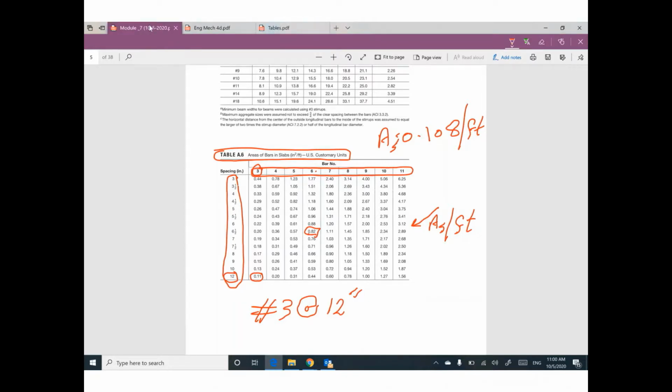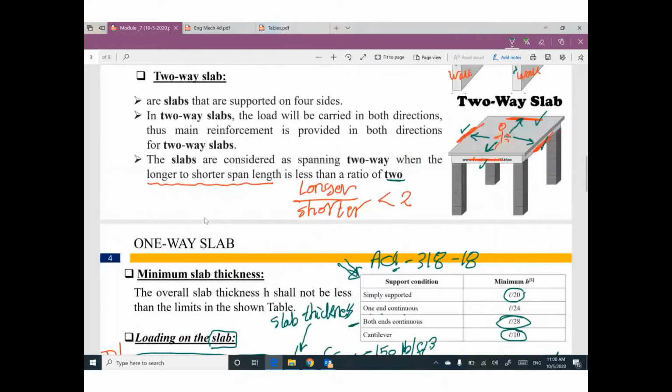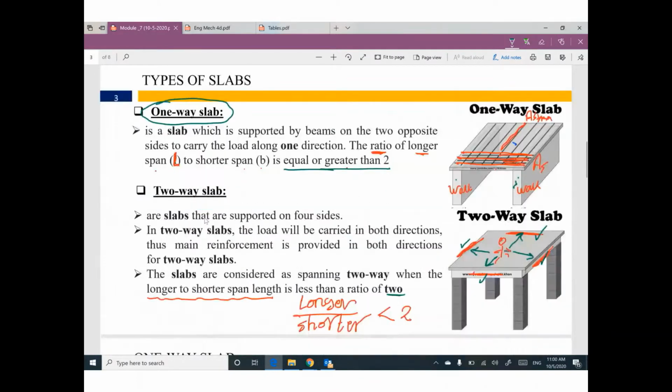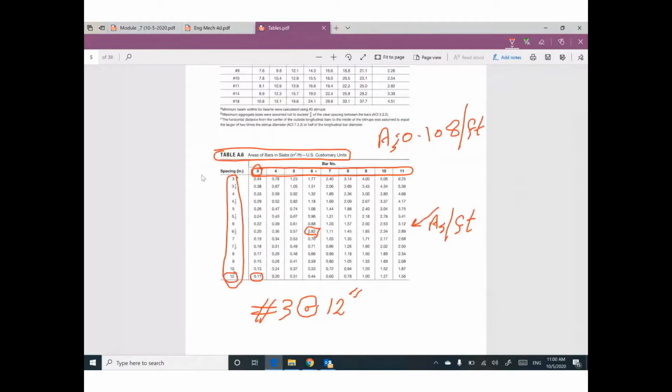Guys, the final answer to design a slab, I need to figure out what is the spacing between this bar and this bar. What is the spacing? And what is the size? This table can help you to do so. Table A6, area of bars in slab, can tell you what is the size, what is the spacing, based on what is the area steel you need. So in our case, 0.108. We don't have this number, so I'm gonna assume it 0.11.